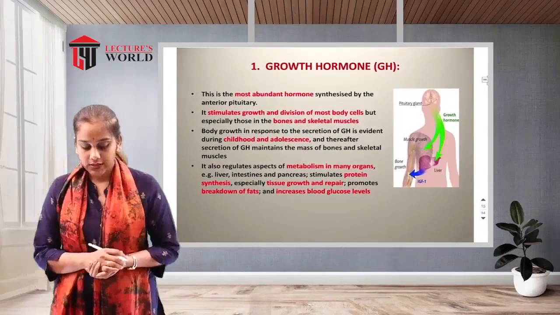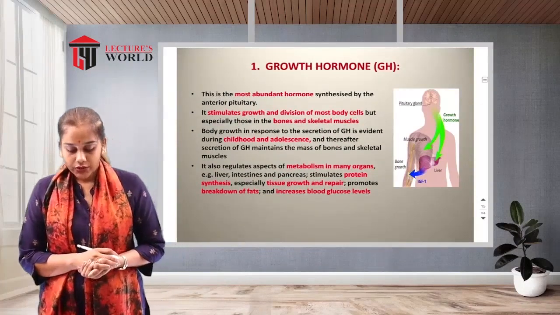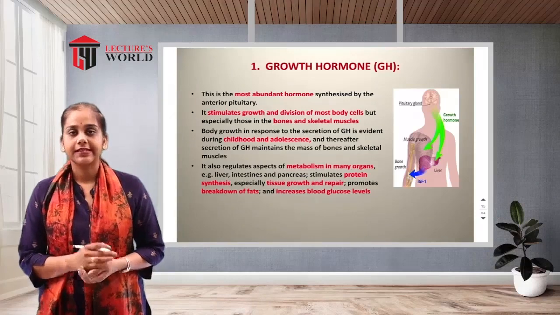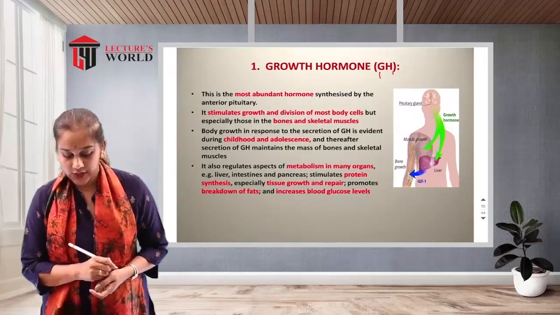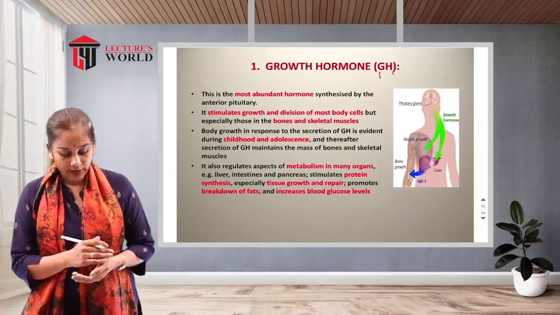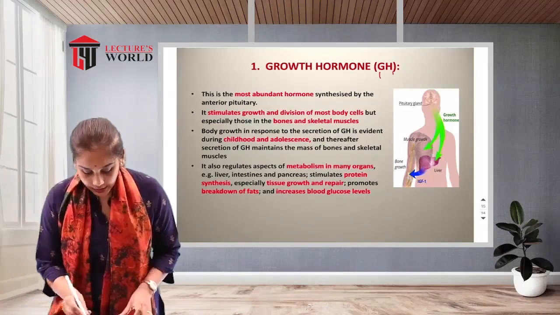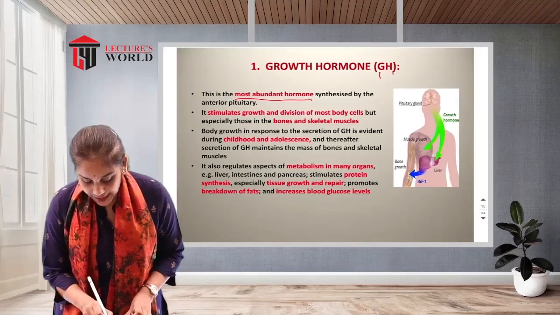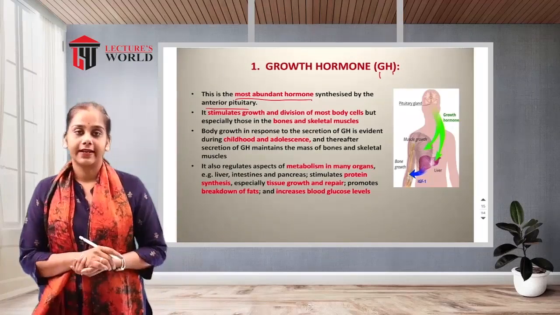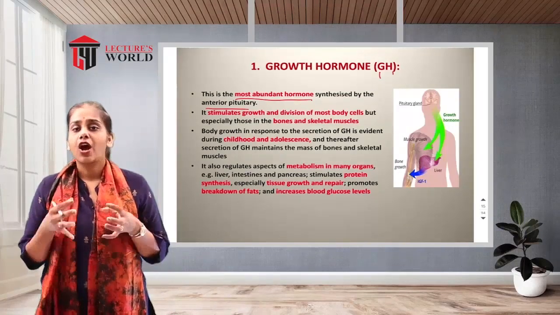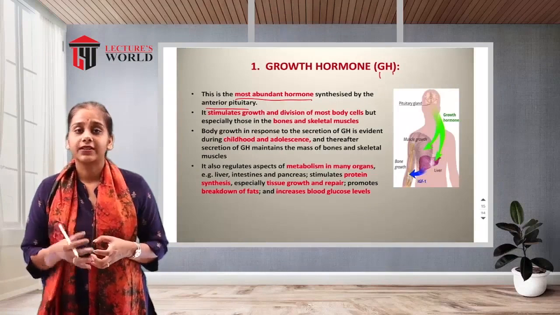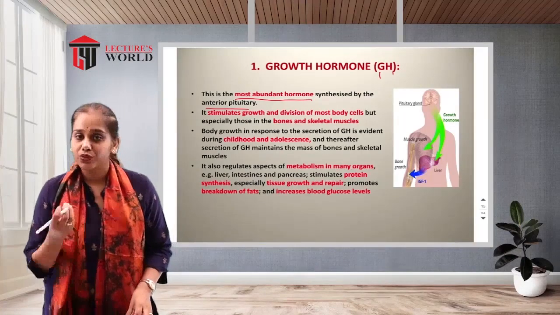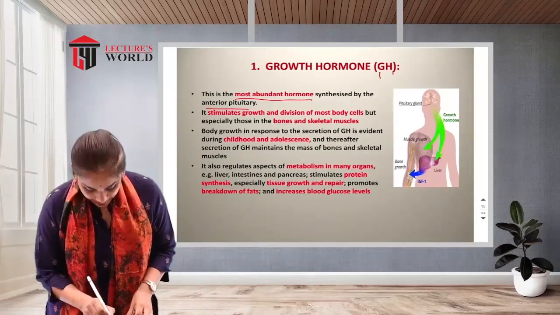So the first one is growth hormone, represented as GH. G means growth, H means hormone. It is the most abundant hormone synthesized by the anterior pituitary gland. It is the most vital hormone, very helpful for the growth and production of the body.